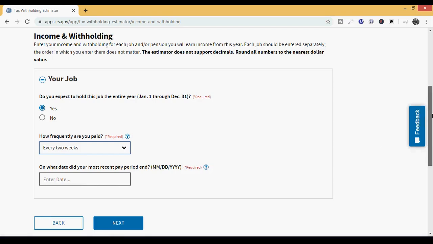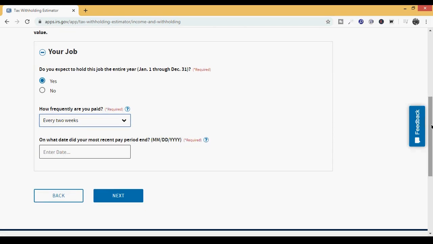Notice that every 2 weeks is different from twice monthly. Quick example, every 2 weeks is every other Friday. That counts as every 2 weeks. Twice monthly is the 1st and the 15th, or the 5th and the 20th. That's twice monthly. So understand the difference between the two. This person is every 2 weeks.